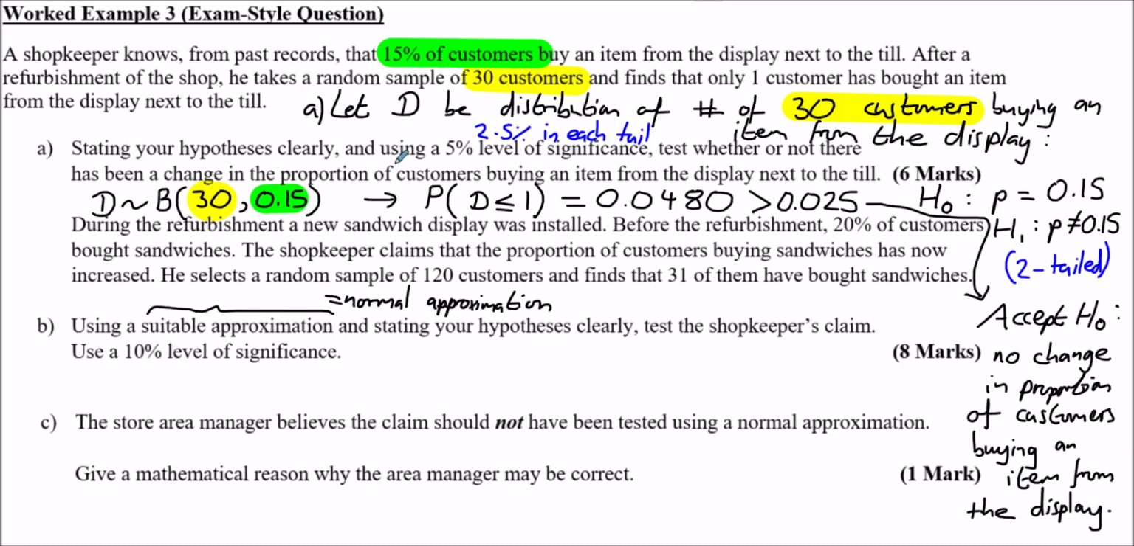So first of all, we need to say what the original distribution would be. So there's 120 customers and they're buying sandwiches. So let's go for S. S for sandwiches. S would be binomially distributed because people either buy a sandwich or they don't. So 120 people, and by H0 the proportion buying a sandwich is 20%. So we put here 0.20.